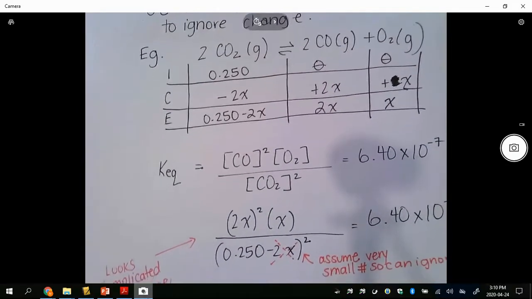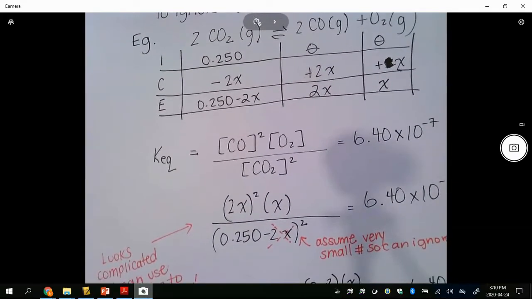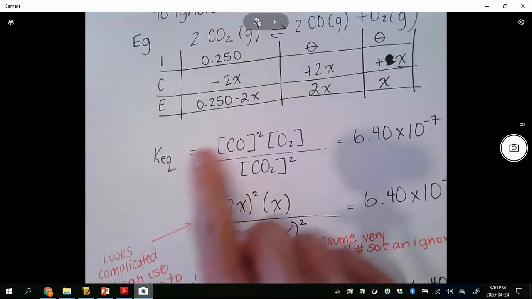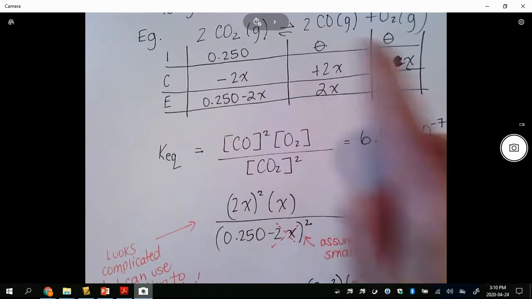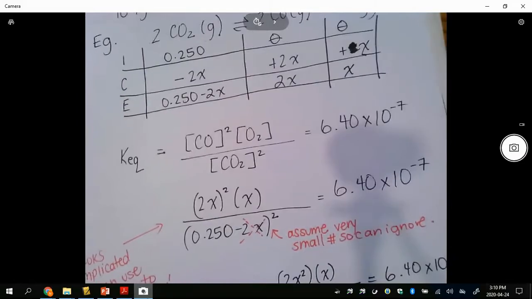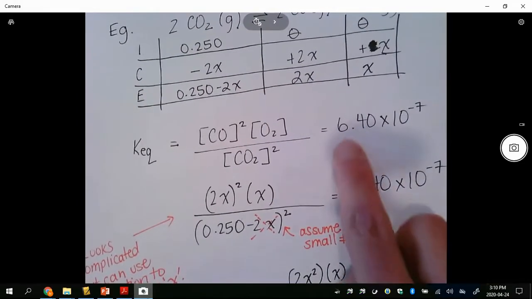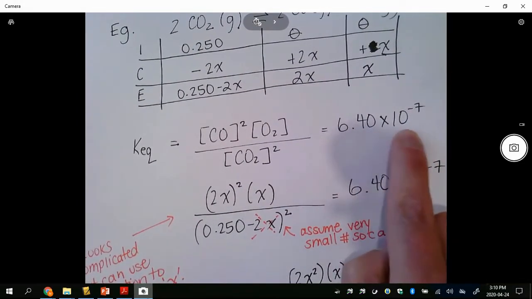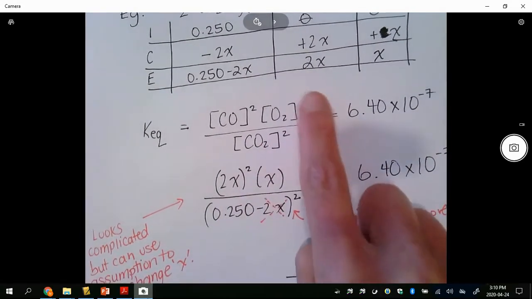So from here, you're going to plug it into your KEQ expression. So KEQ is the concentration of CO squared times the concentration of O2 divided by CO2 squared equals 6.40 times 10 to the negative 7. Okay, and then you're going to plug in the values we just found.